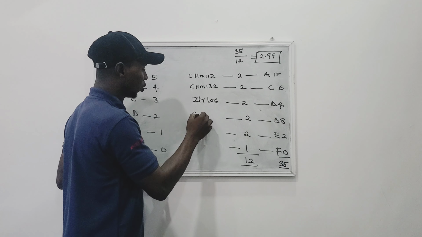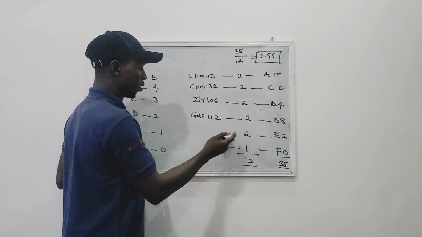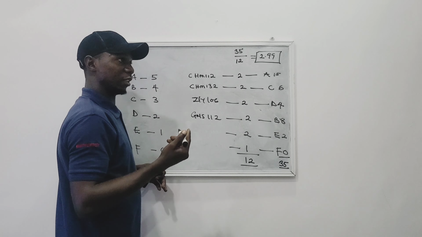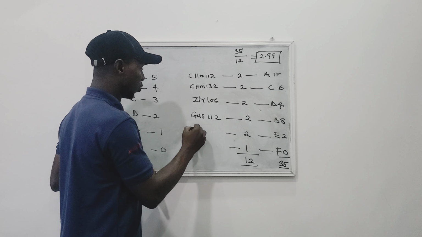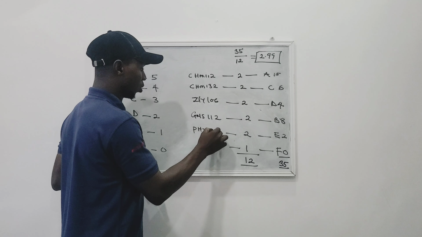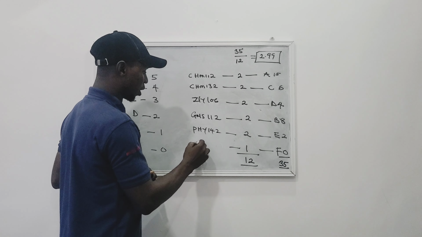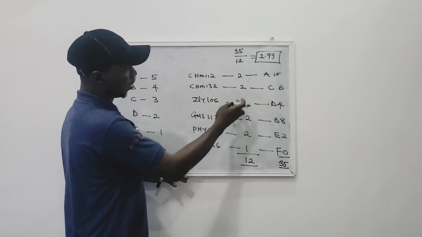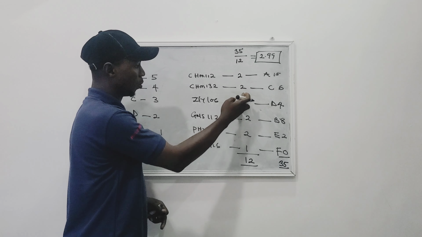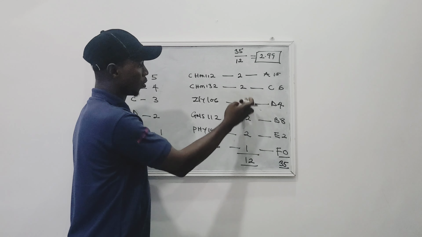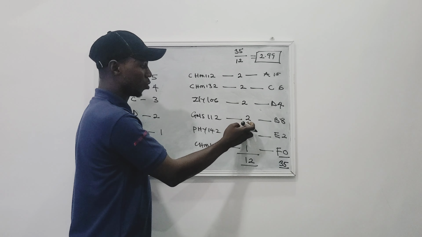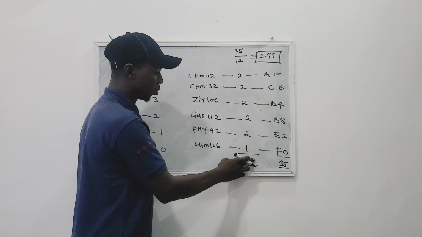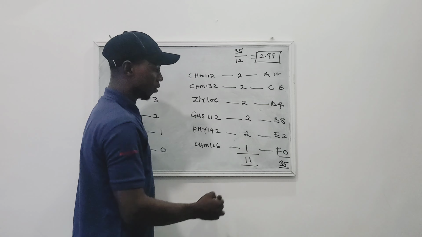GNS 112. Let's say this is your, which course is that again? Phase 142. It's also a 2-unit course. Then this is your Chem 116, which is a 1-unit course. You can see 2 plus 2 is 4, plus 2 is 6, plus 2 is 8, plus 2 is 10, and 11. It is no longer 12, it is now 11.